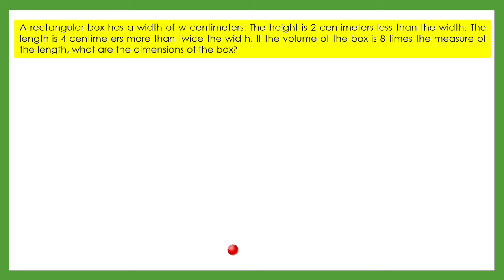This is our problem. A rectangular box has a width of W centimeters. The height is 2 centimeters less than the width. The length is 4 centimeters more than twice the width. If the volume of the box is 8 times the measure of the length, what are the dimensions of the box? So, sa solution natin, isusulat muna natin yung mga given.